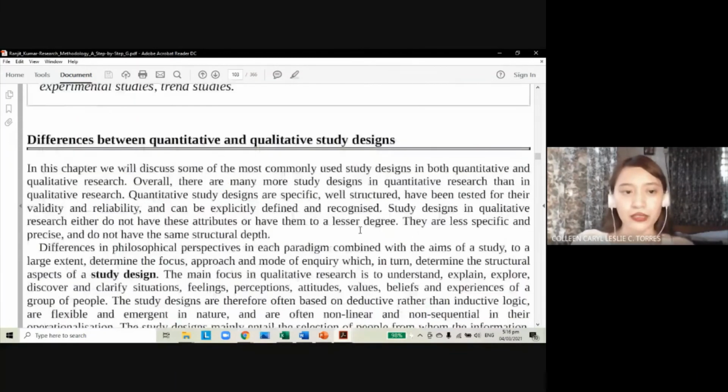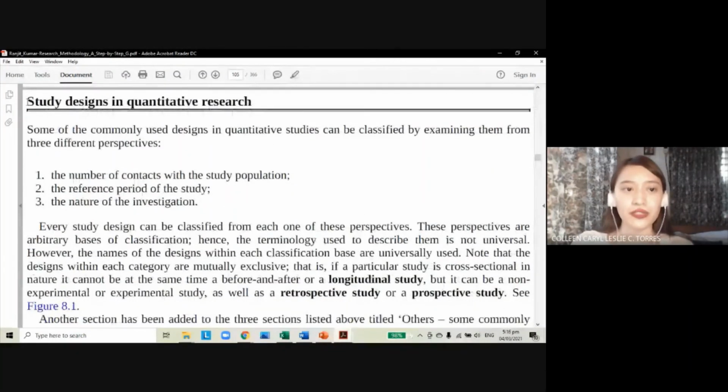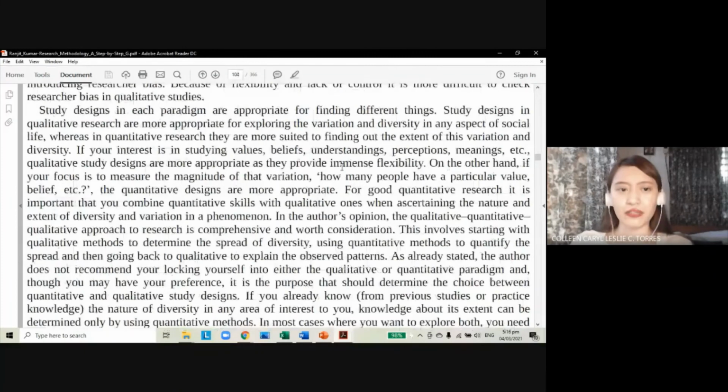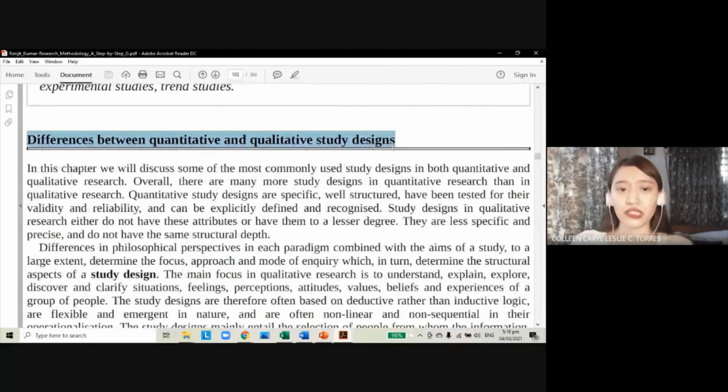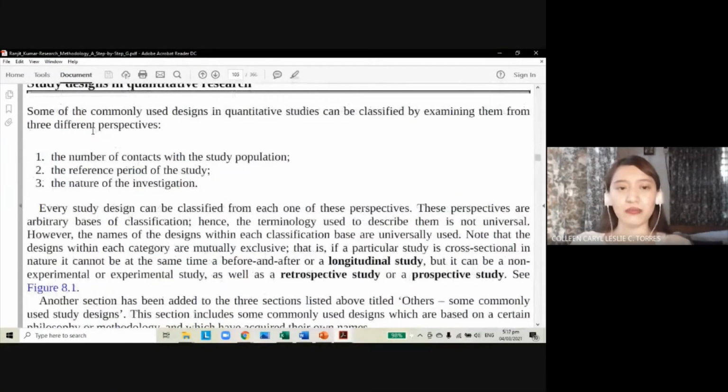Let's now go immediately to the types of research designs. So, study designs in quantitative research. So this relates to more mathematical types of investigation, not exactly qualitative, but I guess there were differences between qualitative and quantitative. You mentioned there is a book on the differences between quantitative and qualitative study designs, but basically these are the same. So all of these research designs can be applied to both qualitative and quantitative research.